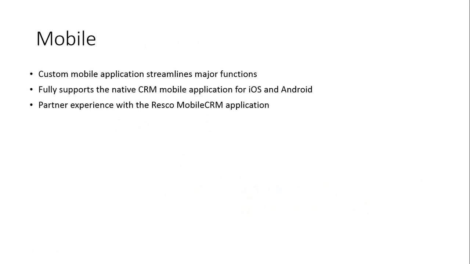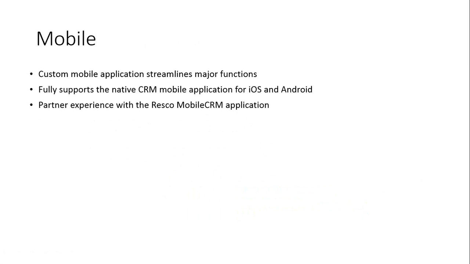As I mentioned before, there is a mobile component to WIMS as well. One piece is a custom-built mobile application that streamlines the major functions of WIMS. This includes putting away received inventory, picking order lines, or completing transfers. And because it's built on best practices, the native CRM mobile application will work with WIMS as well. If you want to get a snapshot of any dashboard view or just see currently pending sales orders or receivers, you can do so with the native application.